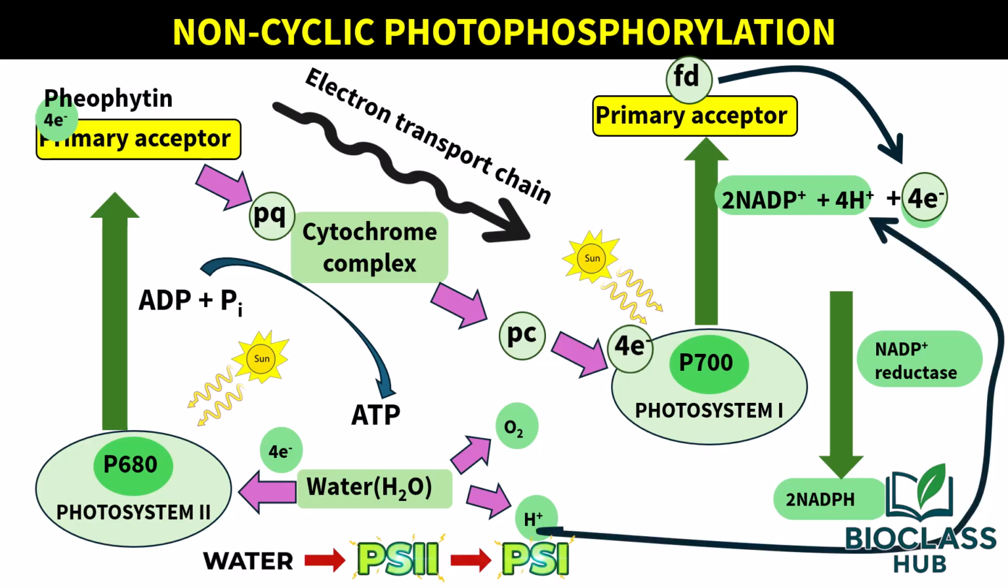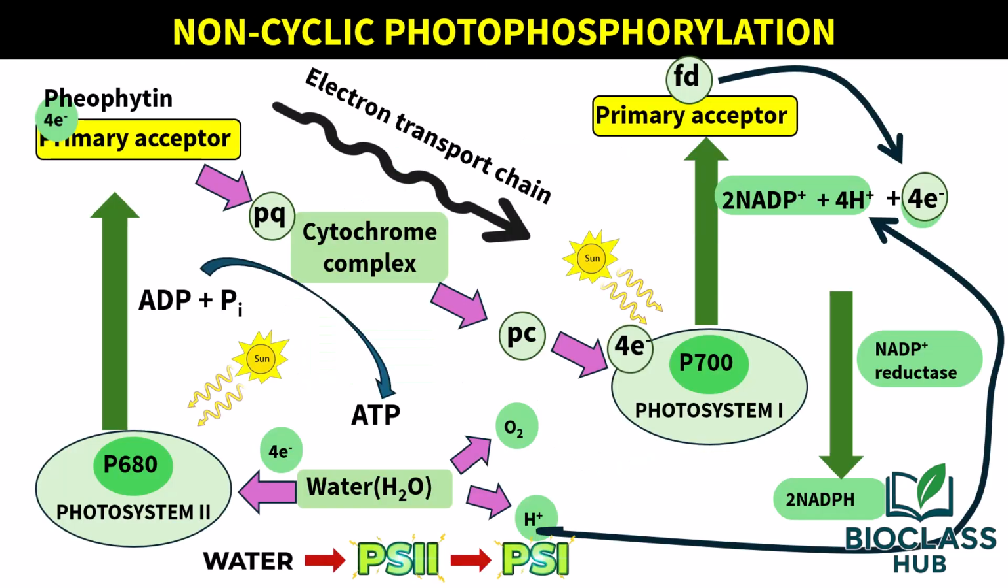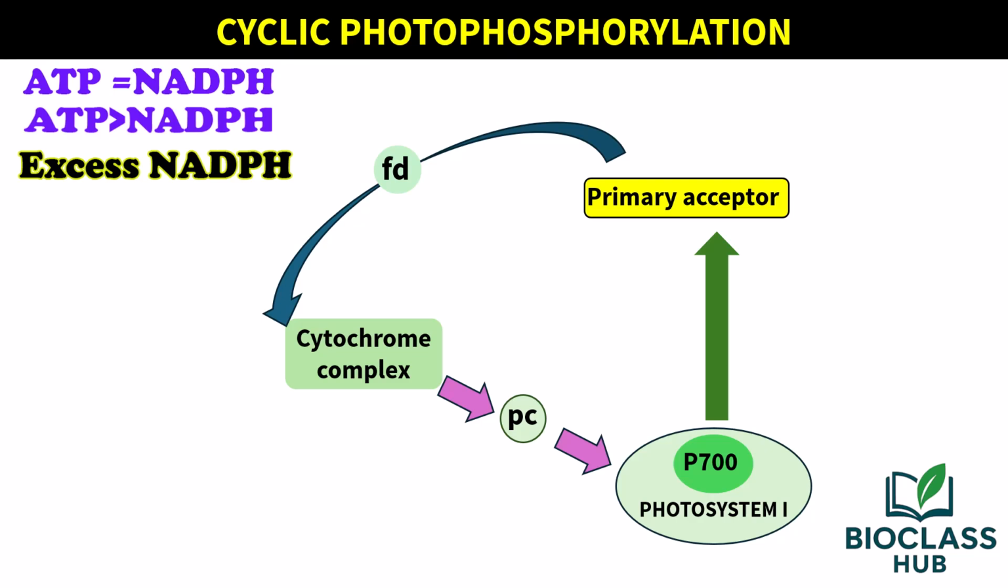End products. At the end of non-cyclic photophosphorylation, ATP is produced for energy, NADPH is produced for reduction reactions, and oxygen is released as a waste product. Non-cyclic photophosphorylation yields equal amounts of ATP and NADPH. However, the dark reactions use more ATP than NADPH, so ATP is depleted faster than NADPH.